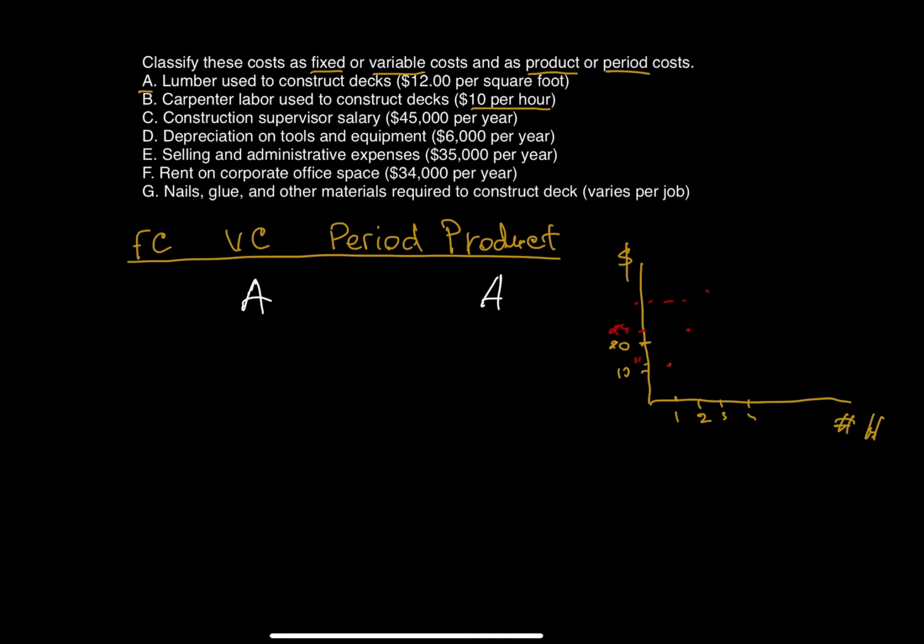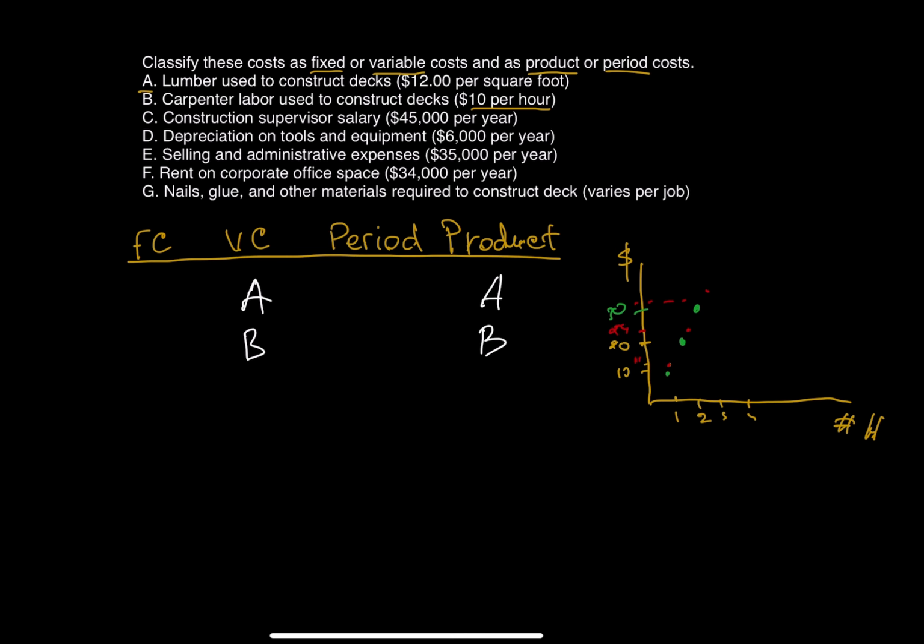So if it's 1 hour, then it's $10. If it's 2 hours, $20. If it's 3 hours, it's $30, somewhere here, right? $30, and so on and so on. So again, this is going to be a variable cost. And in terms of product or period, the carpenter labor used to construct decks, we are using it to produce the units of product in our company, right? So this is also going to be a product cost.